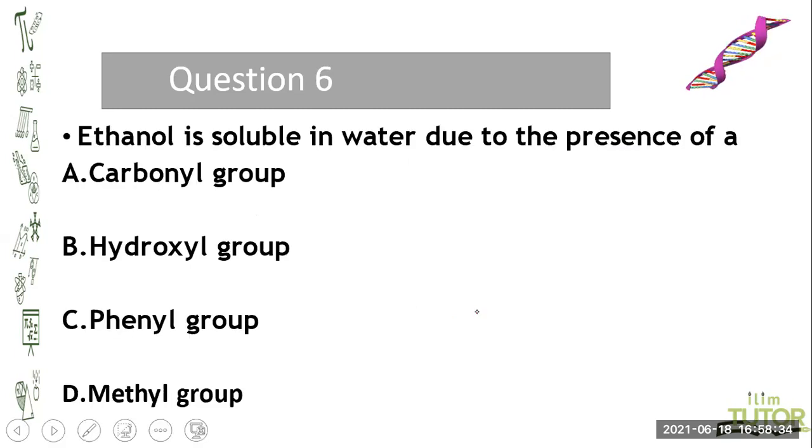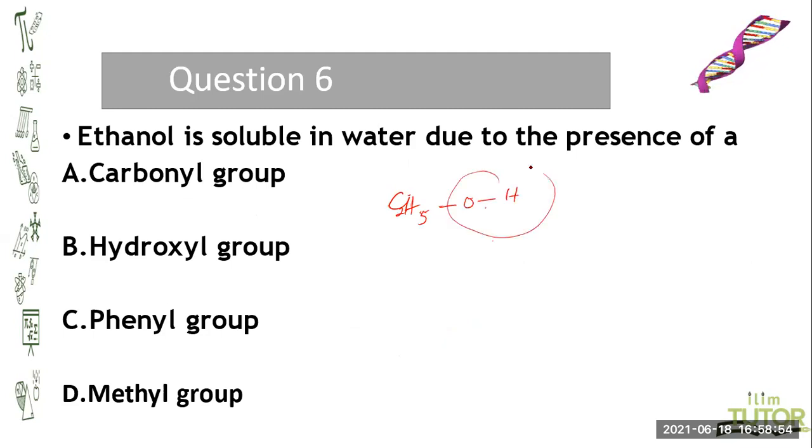Ethanol is soluble in water due to the presence of what? Mostly, the solubility of ethanol is as a result of its hydrogen bond. This hydroxy group has what we call hydrogen bonding in it. As a result of that, it will be very soluble in water. The hydroxy group is what makes it soluble in water.